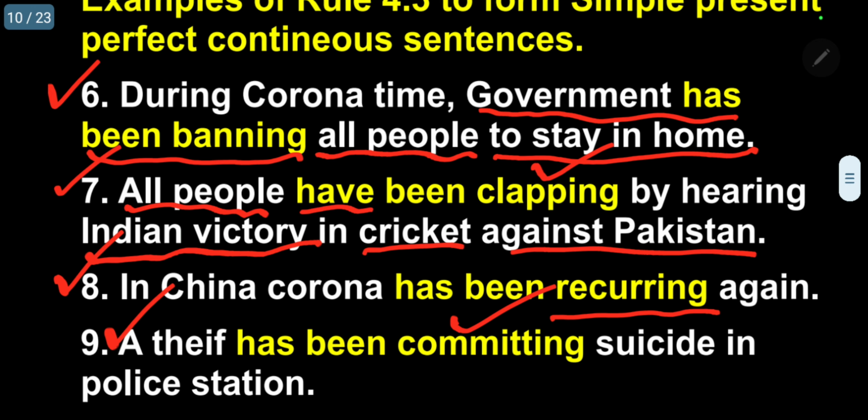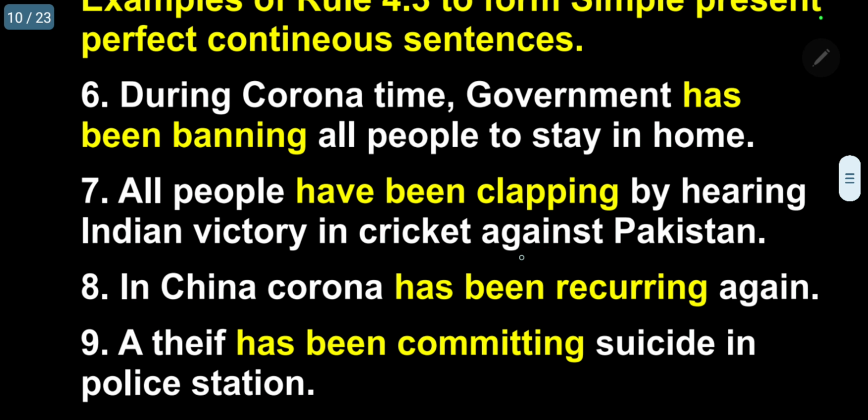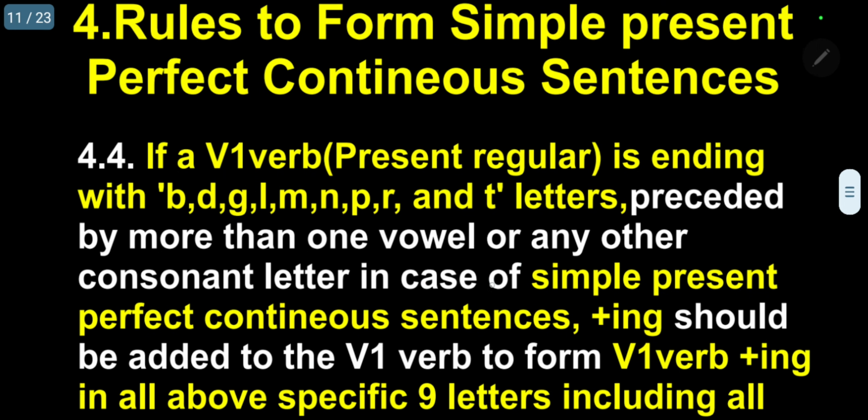So understand now, the main important point here is singular verb has, plural verb have. Then be must. Then the V1 verb, that is our present tense, when we are converting into the present continuous, kindly follow. What we are doing now is simply adding a double letter. Only 9 letters are there, we have to memorize. Okay, next one, 4.4.